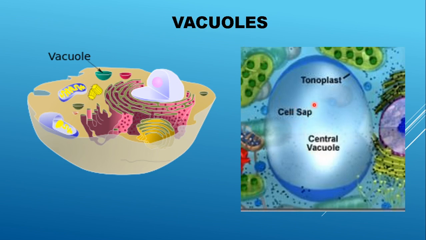Vacuoles can be of different types. If it contains water, we call it a water vacuole, cell sap. Or it can also contain some minerals along with the water, enclosed by the tonoplast, the outer covering. It can be a gas vacuole if it just contains gas or air.